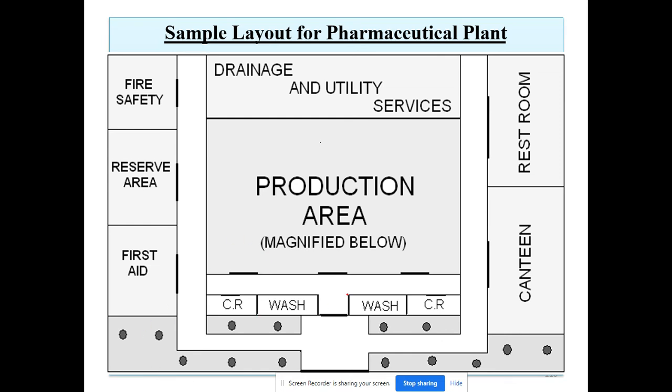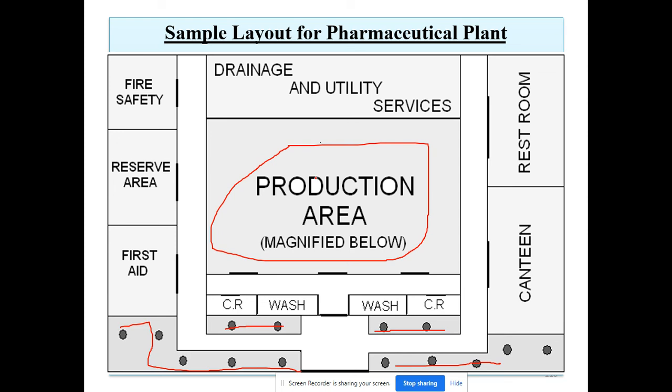Okay, here this was the administrative area. Then I can say drainage and utility services, production area. Before the production area, the washing area is there. Then clean rooms are there. CR stands for clean room. Canteen, restroom, fire and safety, reserve area, first aid area. This one, which I indicate in red color, is called the administrative area. Here it is a production area. So this is simply said to be the figure which was representing the generic layout for the pharmaceutical plant.